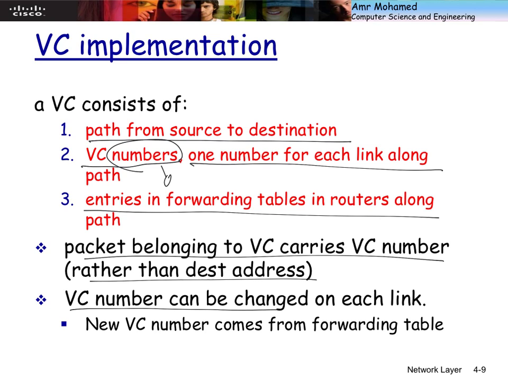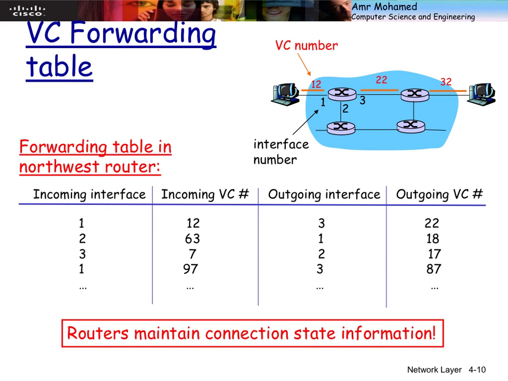So the virtual circuit number can be changed. Actually, it must be changed every time in the packet. It must be changed on each link. The new virtual circuit number comes from the forwarding table. In the forwarding table, as you will see here, you have 4 columns. If you have an incoming interface 1, and an incoming virtual circuit number 12, then this goes to output interface 3, and the new virtual circuit number that has to be updated in the packet is 22.